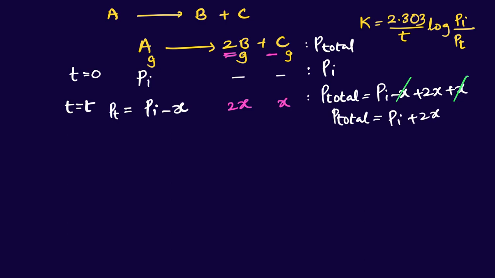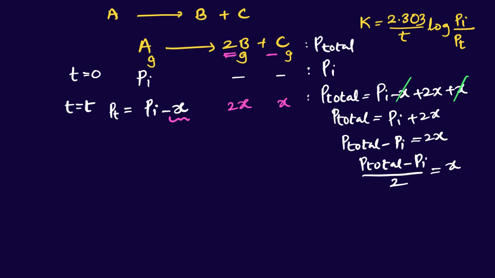plus 2x. Now we have to get x, because this x we have to get from this equation. Therefore I am separating the x. P total minus Pi is equal to 2x. P total minus Pi divided by 2 is equal to x. So now I got x.